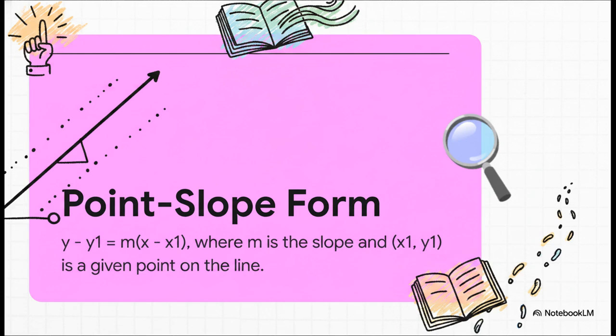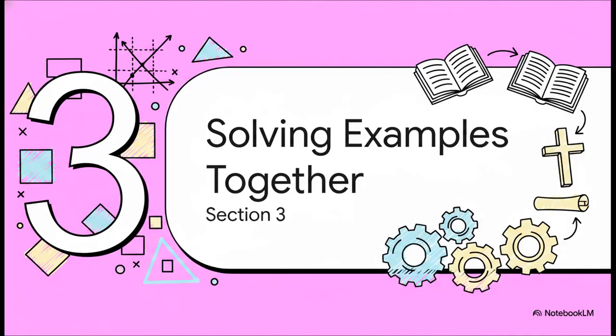The regular y and the regular x stay exactly as they are. They represent all the other possible points on our line. So to use this, all you have to do is drop your known slope into the m spot and plug your known coordinates right into the x1 and y1 spots. That's the whole shebang. All right, let's put this into practice.